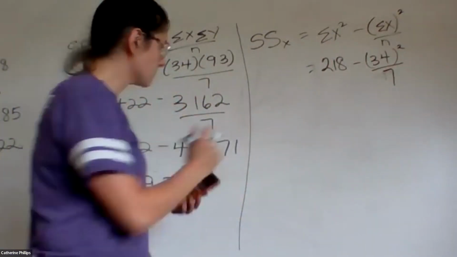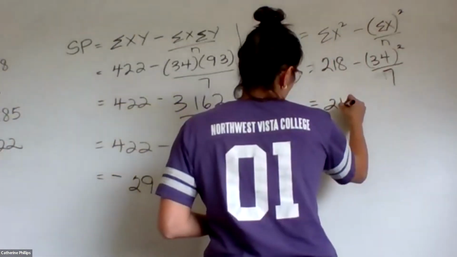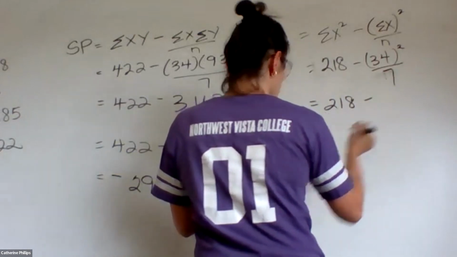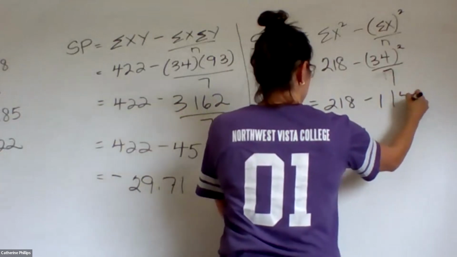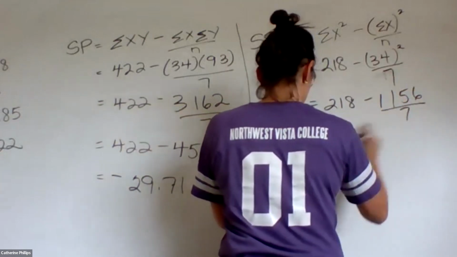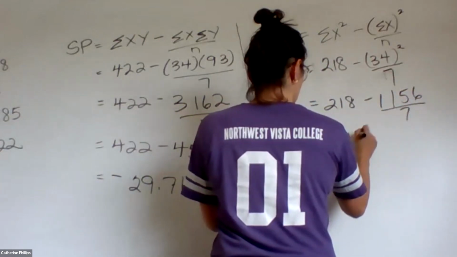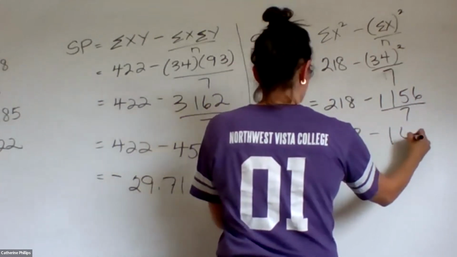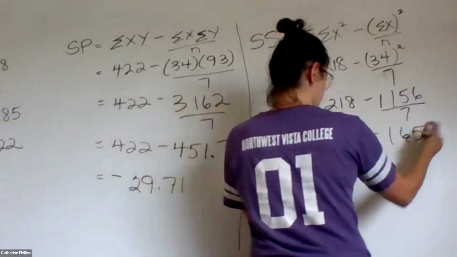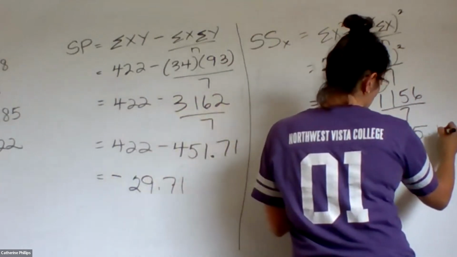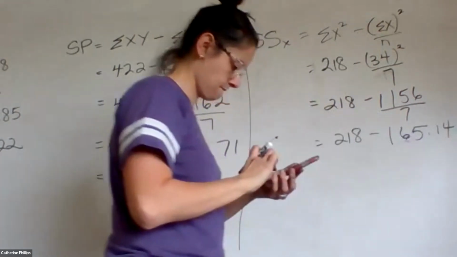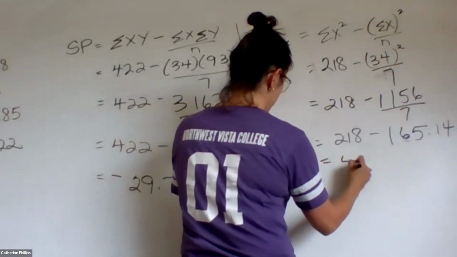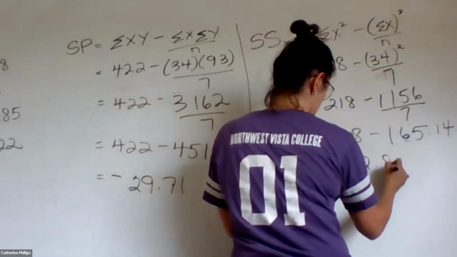So I have 218 subtract 34 squared, 1,156 divided by 7. Which is 165.14. It's 52.86.